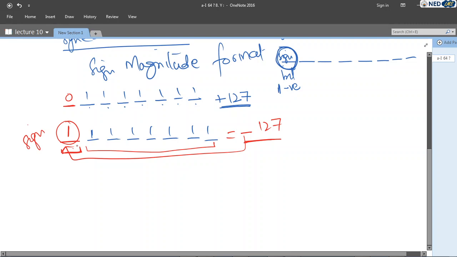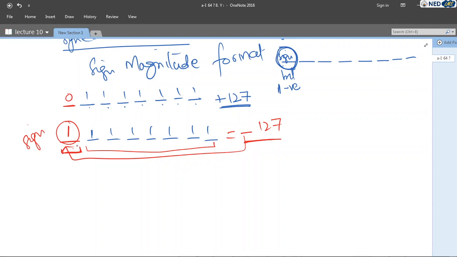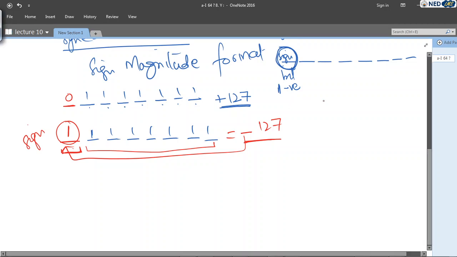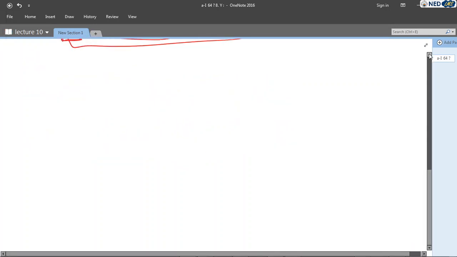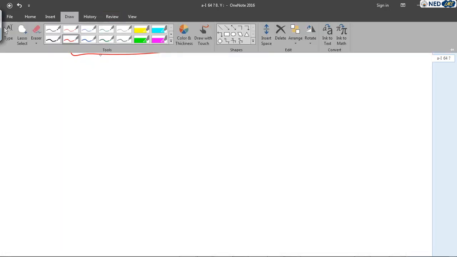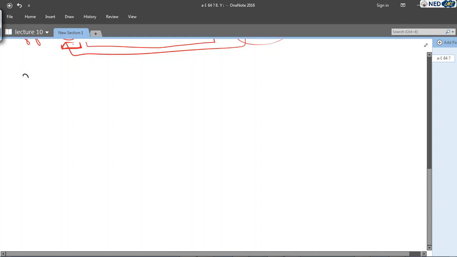This format is useful in analog to digital conversion, but it is not that useful when we are talking about arithmetic, when we have to add two numbers, subtract two numbers, or manipulate positive and negative numbers, because we need some extra code or extra circuitry to deal with the sign magnitude format. An easier format to represent positive and negative numbers is the 2's complement format.